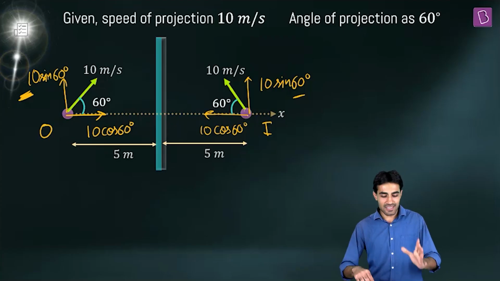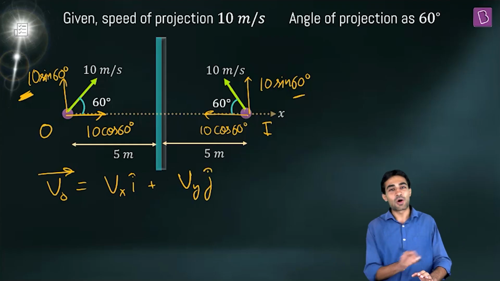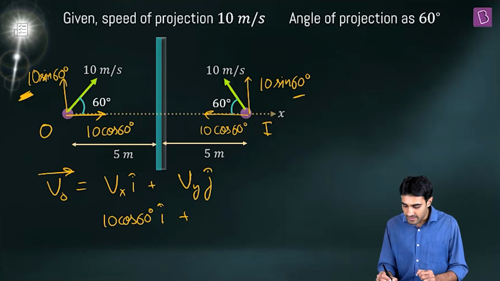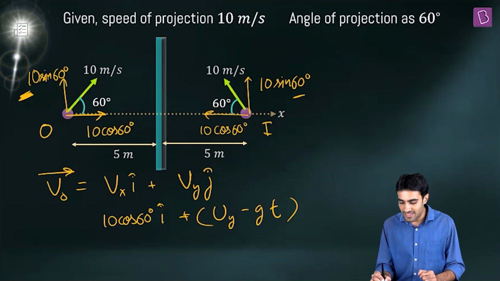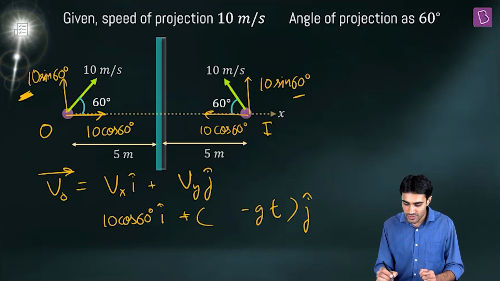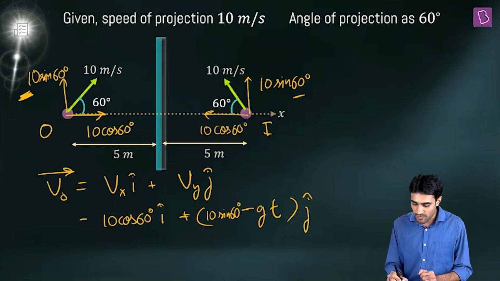So we can say that the velocity of the object can be written as Vx i cap plus Vy j cap. What is Vx? Vx is u cos 60 i cap. What is Vy? Note, Vy will change with time. Vy is nothing but Uy minus gt. Remember? So what is Uy? Uy is nothing but u sin 60 degree. And g we know is 10, or let me just write g as g itself. So this is the velocity of the object.